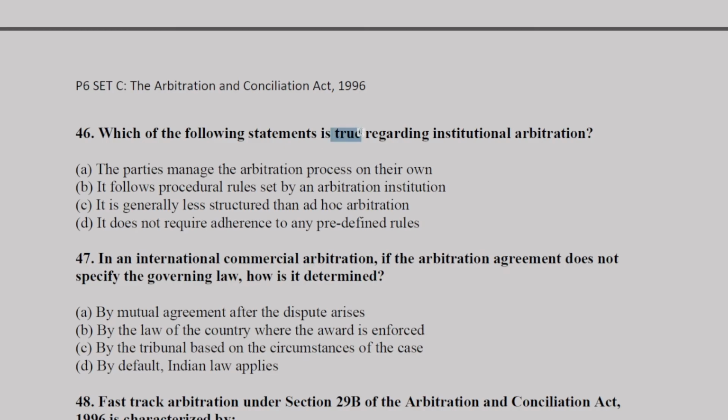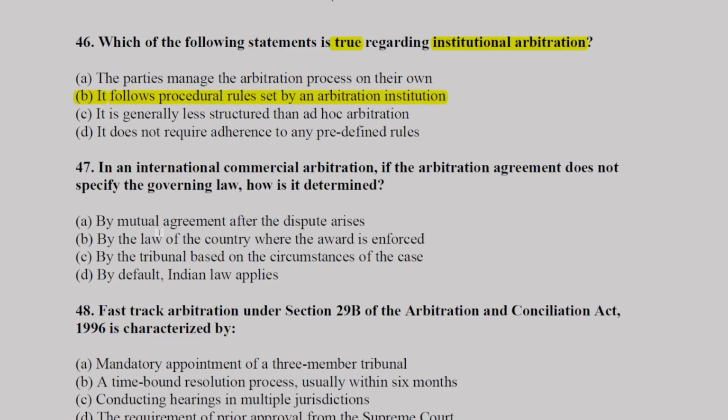Which of the following statements is true regarding institutional arbitration? The parties manage the arbitration process on their own. No. It follows procedural rules set by the arbitration institution. Yes. It is generally less structured. No. It does not require adherence to any. So the answer is B.